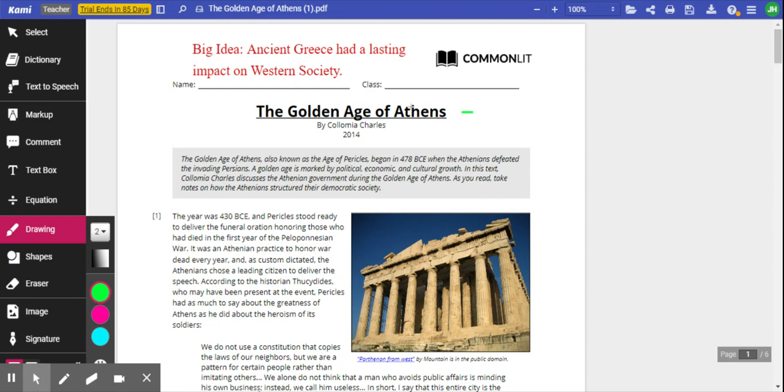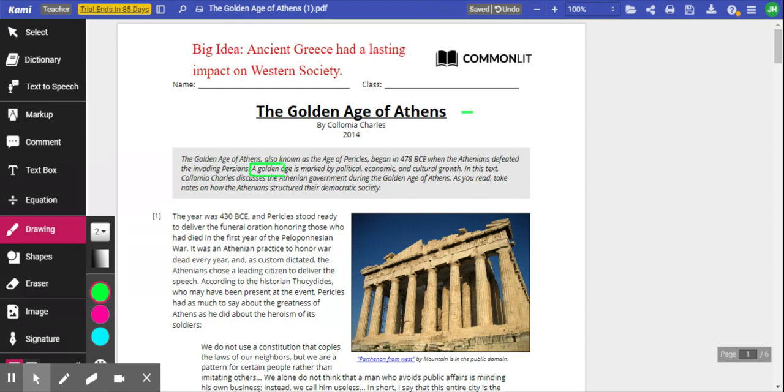So, Golden Age of Athens. The Golden Age of Athens, also known as the Age of Pericles, began in 478 BCE when the Athenians defeated the invading Persians. A golden age, this is probably going to be important since that's in the title. A golden age is marked by political, economic, and cultural growth.